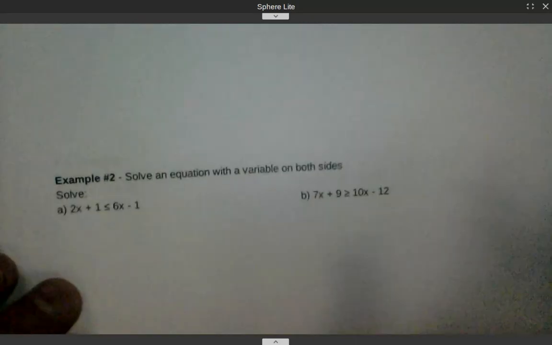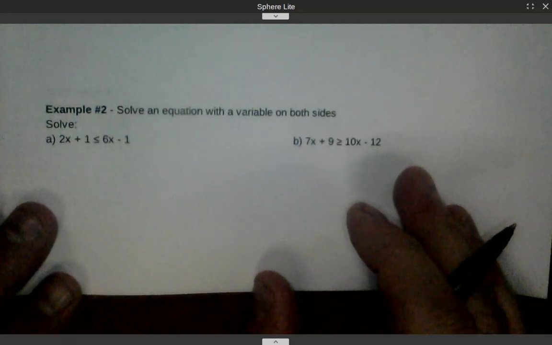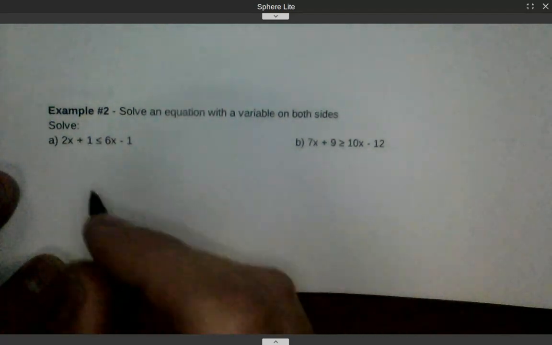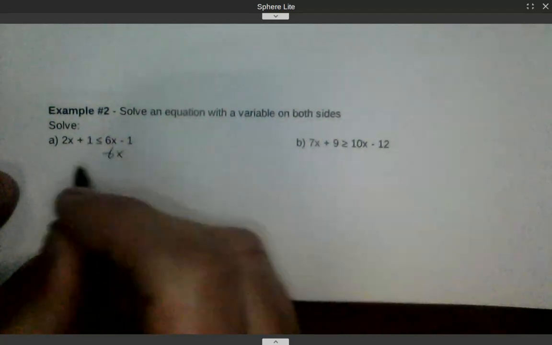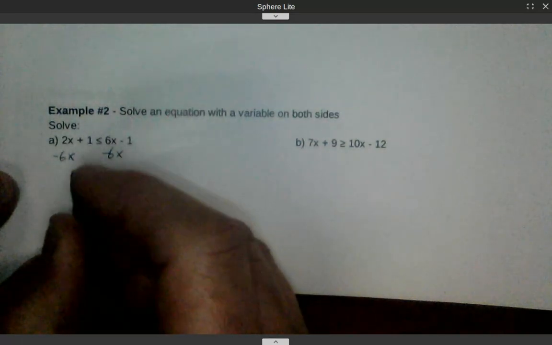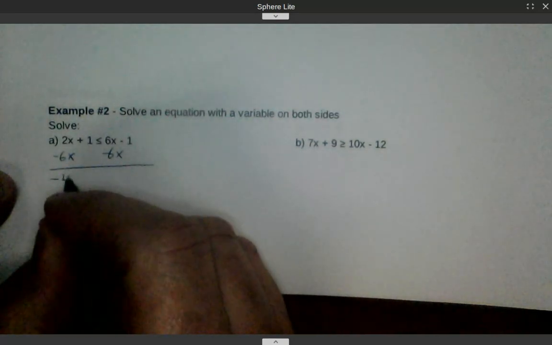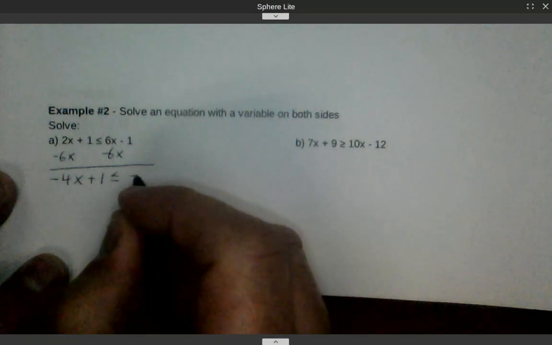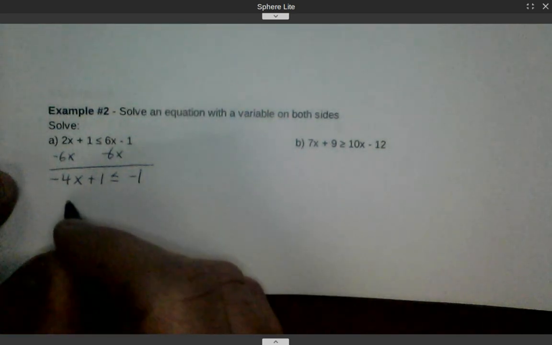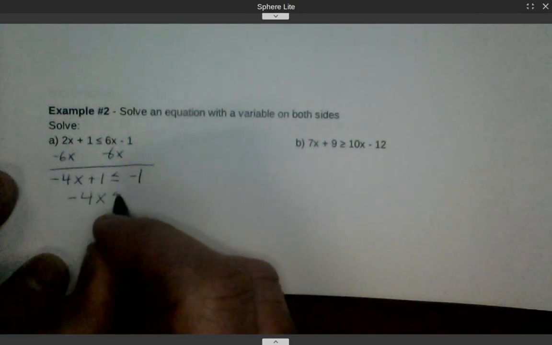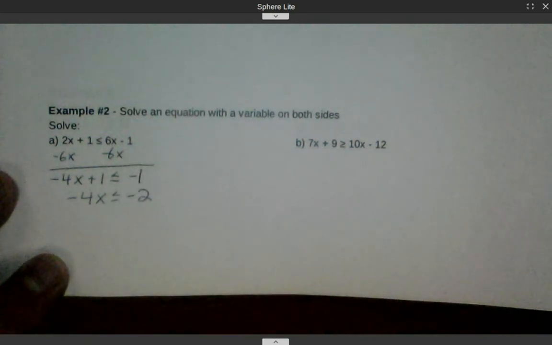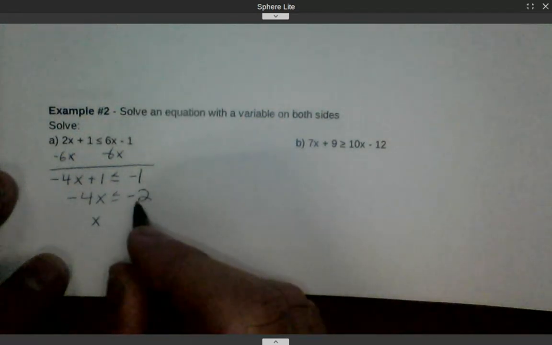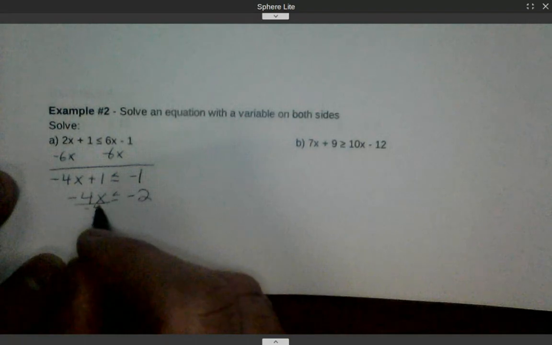All right, let's try a little bit tougher problems. These are solving an equation with a variable on both sides. So what I want to do is get the variables on the left side, the numbers on the right side. So I'm going to subtract 6x from both sides. And when I do this, this will give me negative 4x plus 1 is less than or equal to negative 1. I'm now going to subtract 1, so negative 4x is less than or equal to negative 2, divided by negative 4.